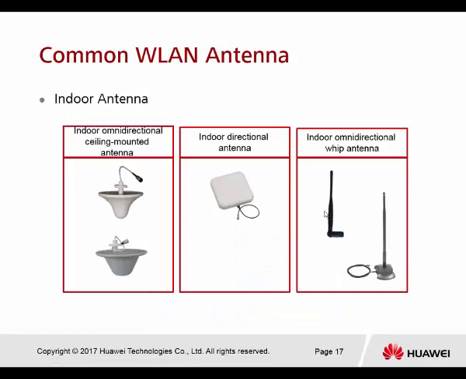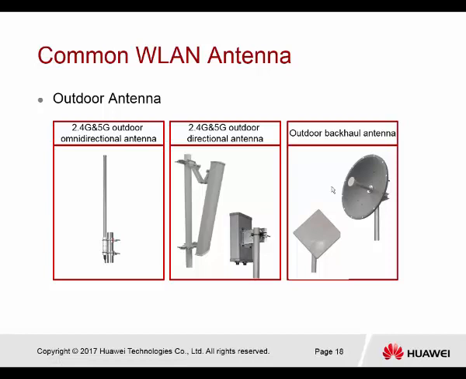Here is a list of common WLAN antennas for indoor use. The first picture shows the indoor omnidirectional ceiling mount antenna. They have two different types. The indoor directional antenna only covers one direction, so normally this one will be put at the walkway, the corridor, this kind of area. They cover the entire place, but in one direction. And the last one is very common: the indoor omnidirectional whip antenna. Most APs also use this type of antenna.